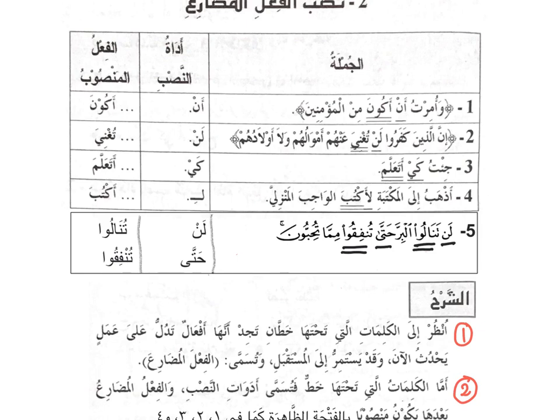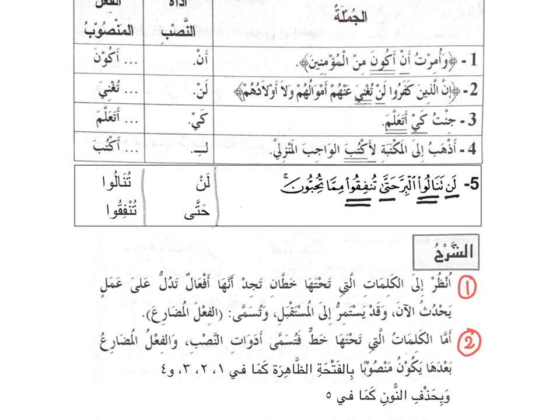And as we all know, fi'l مضارع is a fi'l that tells us about an action which is happening right now, and also something that will happen in the future. Now let us take a look at point number 2. أما الكلمات التي تحتها خط, and the words with only 1 line, for example hatta, li, kai, lan, and lan, فتسمى أدوات النصب, and these words are all called adawat an-nasbi.